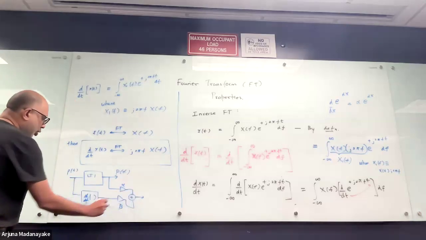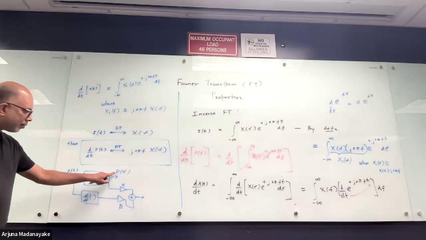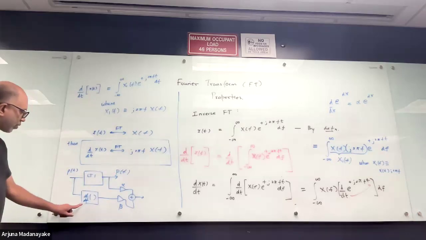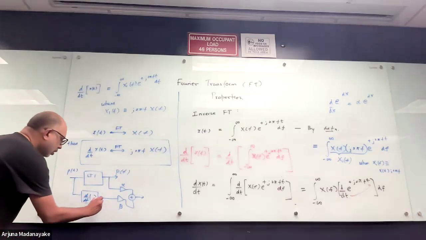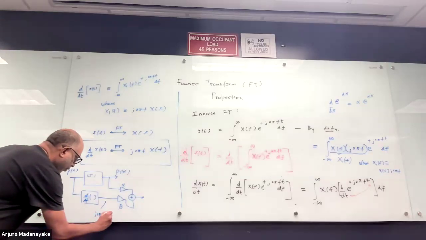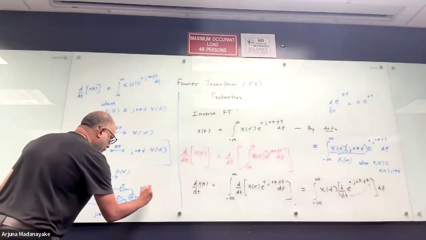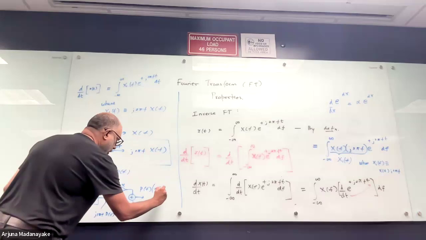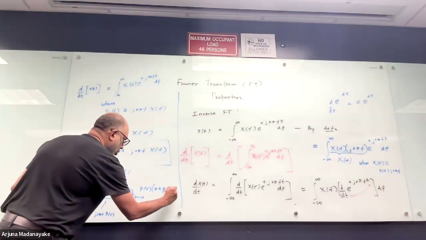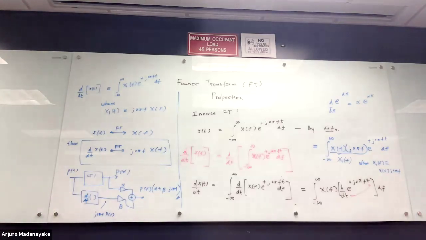What's the Fourier transform here? So I can write the Fourier transform of the first one is P of f, right? Fourier transform of the second component is what? J2 pi f P of f. So the total Fourier transform is P of f times alpha plus beta j2 pi f. You can write down the answer by inspection.